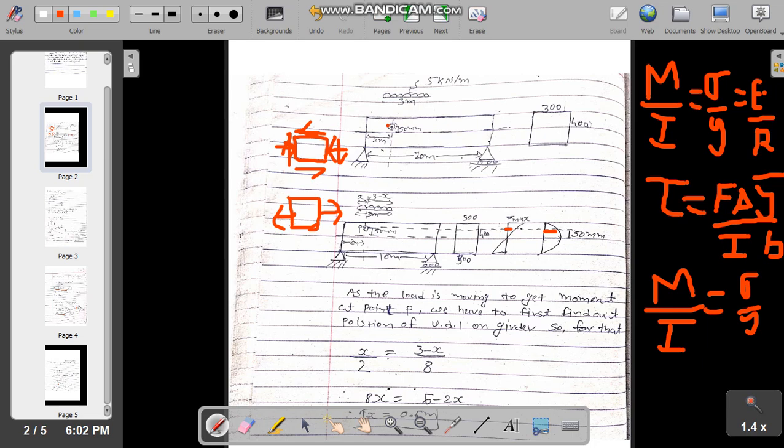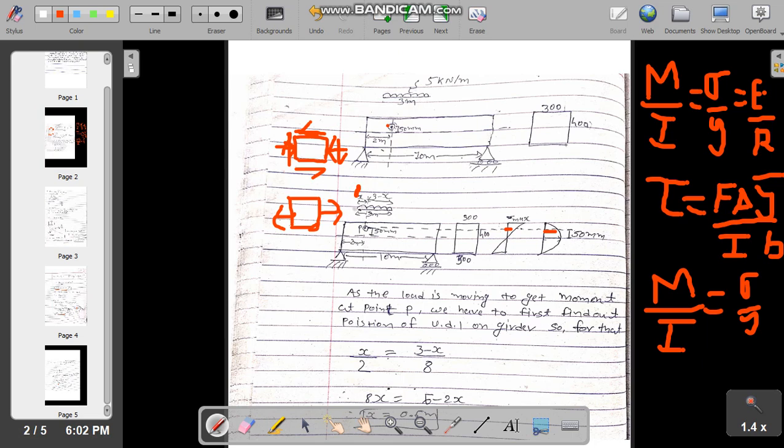सो फ्रेंड्स, फॉर द मैक्सिमम मोमेंट हमको सबसे पहले ये फाइंड करना पड़ेगा कि लोडिंग की मतलब यूडीएल की कौन सी पोजीशन पे एट 2 मीटर कौन सी पोजीशन पे हमारा मैक्सिमम मोमेंट आएगा. सो फॉर दैट वी हैव टू फाइंड आउट दिस x, वी हैव टू फाइंड आउट दिस x.